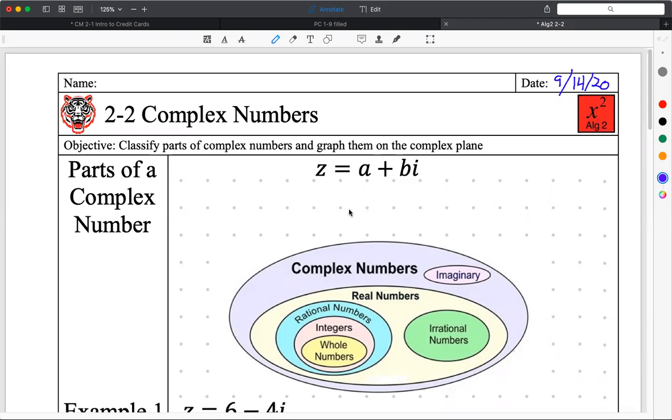Wyatt's the first one. Sorry, Josie. Classify parts of complex numbers and graph them on the complex plane.